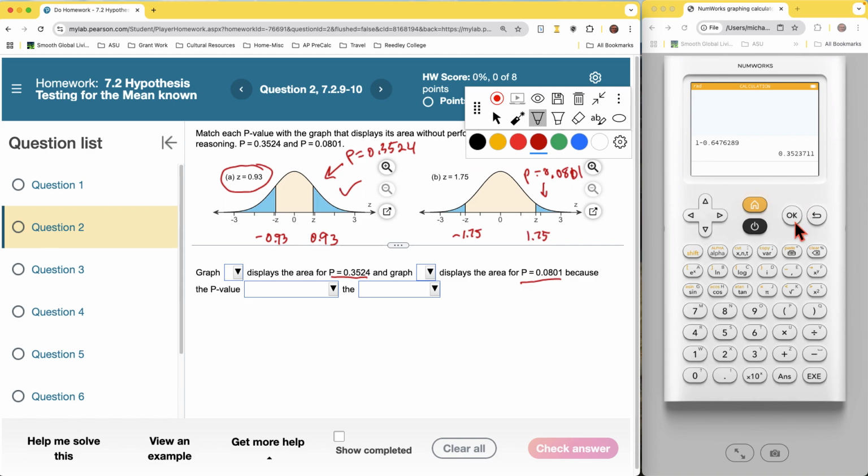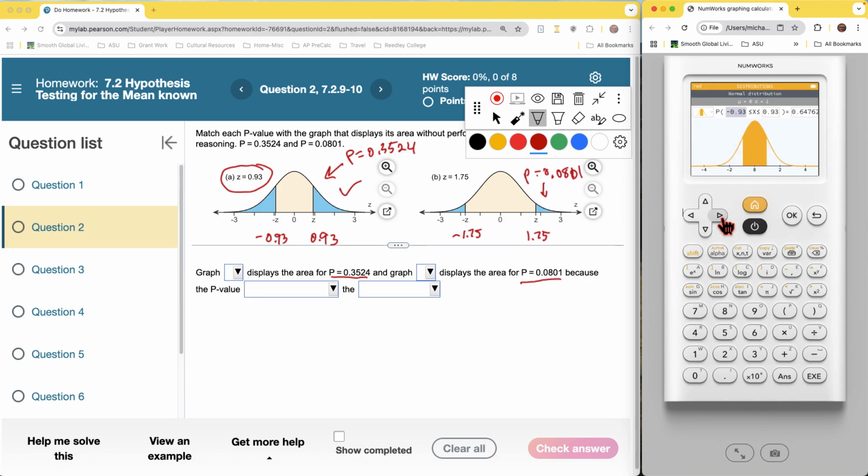Over here, we can do the same thing. The important part is I need you to see how we can get those values for the distributions by using the distribution tool. 1.75, and then I put in +1.75. I get that. Remember, this is the opposite. This is the complement of what I want.